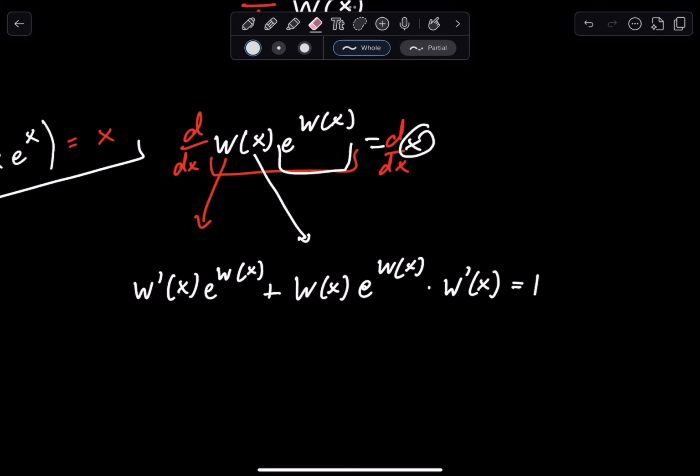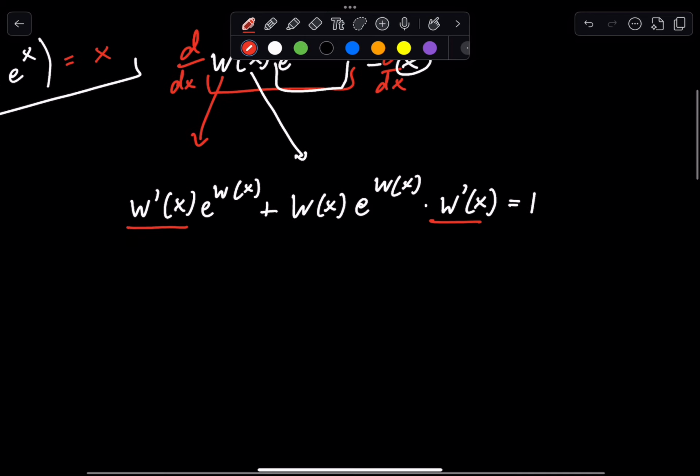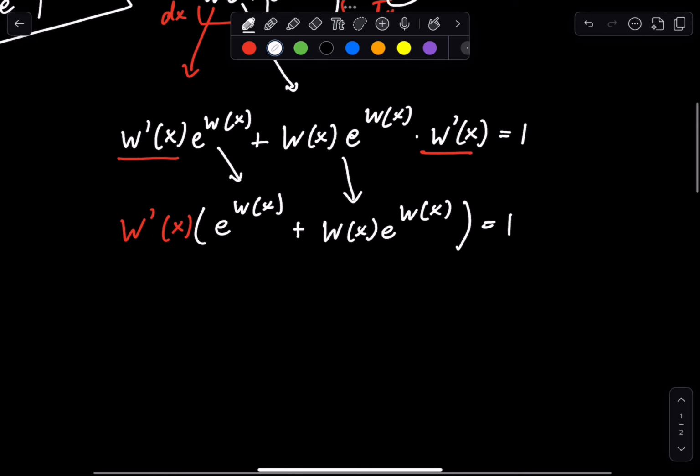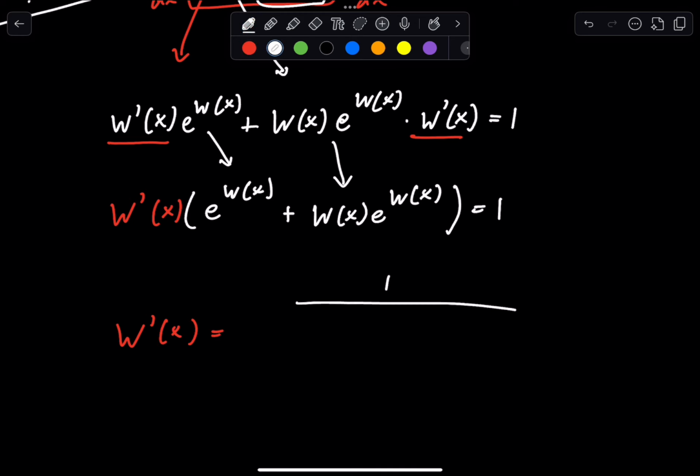Now we're going to group our terms. If you look here, W prime is here, and W prime is here. Let's factor that W prime out: W prime of x multiplied by e to the W of x plus W of x times e to the W of x, just copying this term right here, equals 1. It's just the distributive property, simple. Then we solve for W prime of x because we have it factored out right here. W prime of x is equal to 1 over e to the W of x plus W of x times e to the W of x.